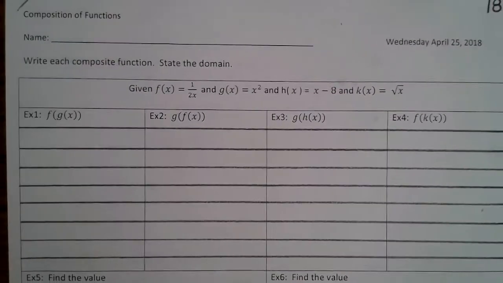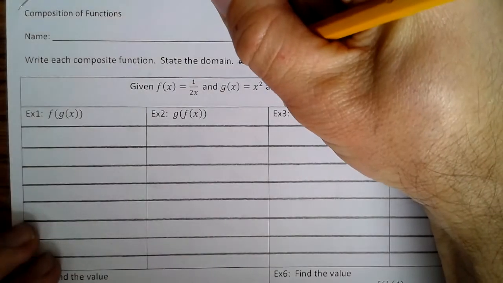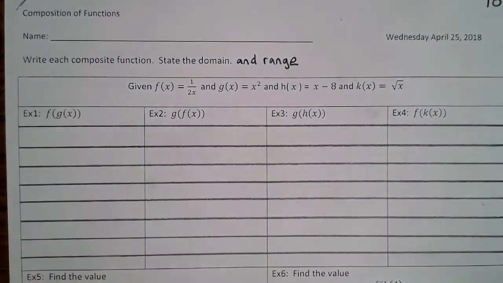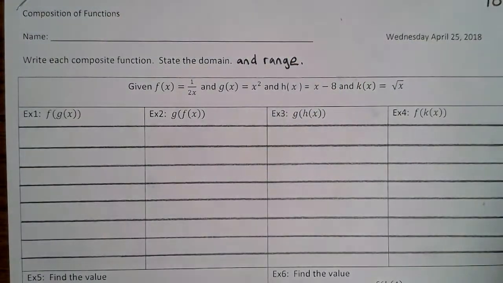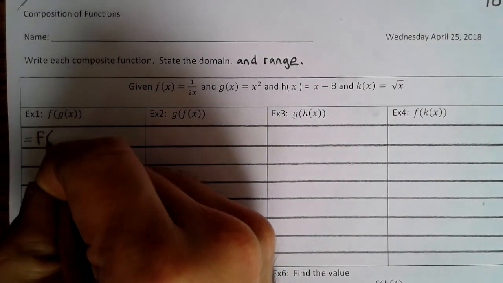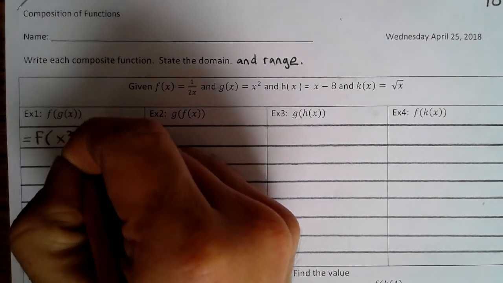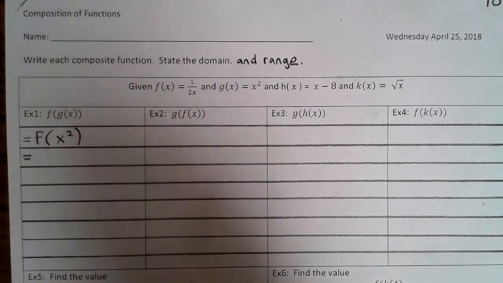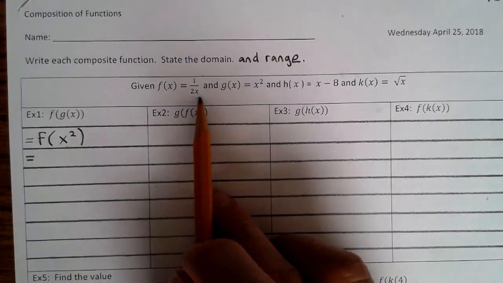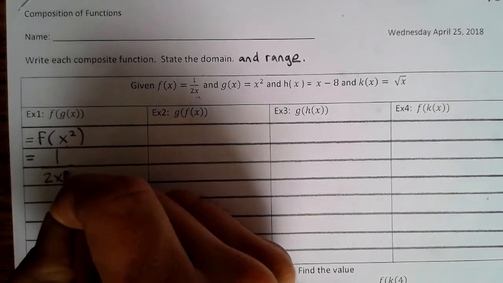All right, so write each composition function, state the domain and range. All right, so f of g of x. So that's f. We're putting g of x into f, and g of x is x squared. So we're putting x squared into the function f. Okay, so f of x is 1 divided by 2x, so we're going to place x squared where the x is. So that's 1 divided by 2x squared.